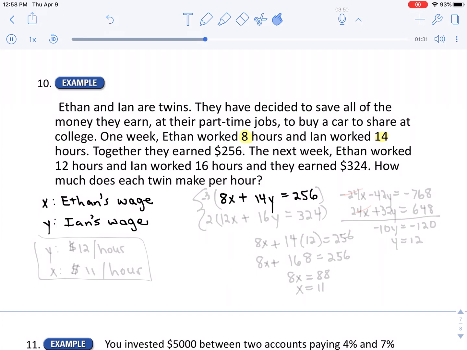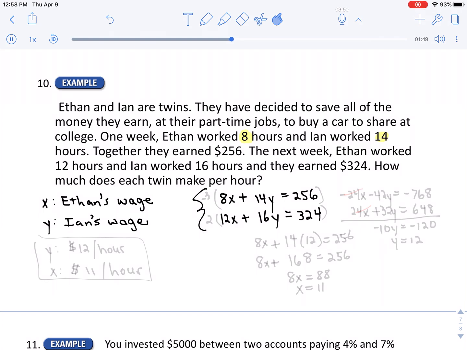Now for our second equation, Ethan worked 12 hours, so 12X, plus Ian worked 16 hours, so 16Y, equals, and that week they brought home $324, and there's our system of equations.